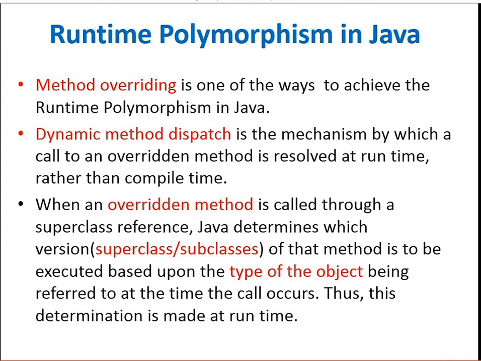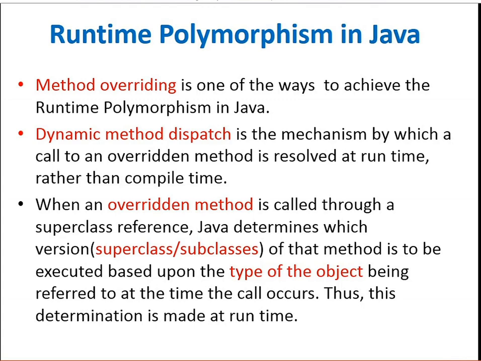Don't be confused between method overriding and method overloading. Method overloading means the same method name with different parameters, but method overriding means the method name and parameters are also the same in a parent class as well as a child class. Method overriding is one of the most important concepts in Java to achieve runtime polymorphism.